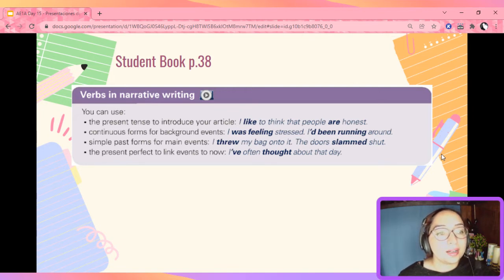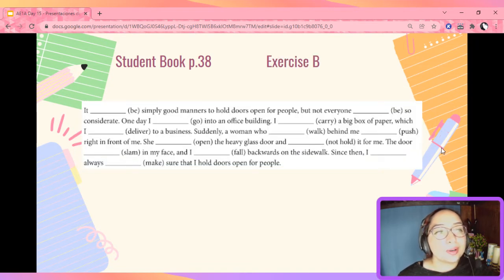So let's take a look at a practice exercise. We're going to work on our student book page 38, exercise B. We need to complete this text using the correct form of the verbs in parentheses. Let's go ahead and check. "It is simply good manners to hold doors open for people." What do you think we should use here? That's right, simple present. It is. But not everyone is, so consider it. Very good. Now pause the video and work on the rest, please.